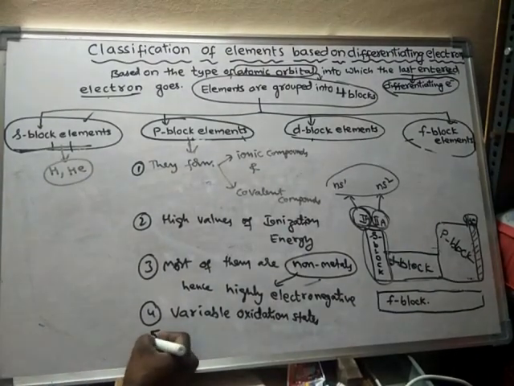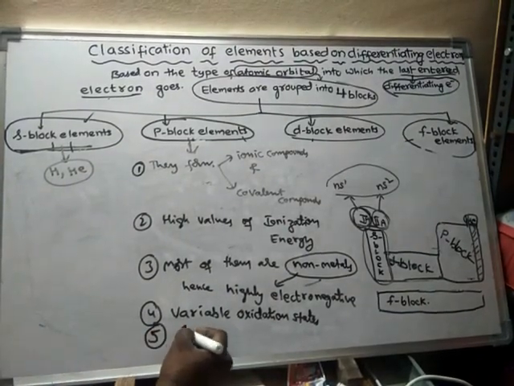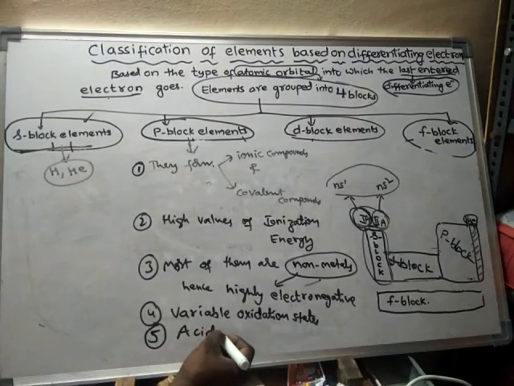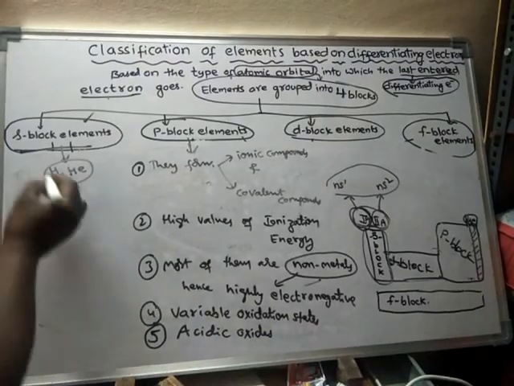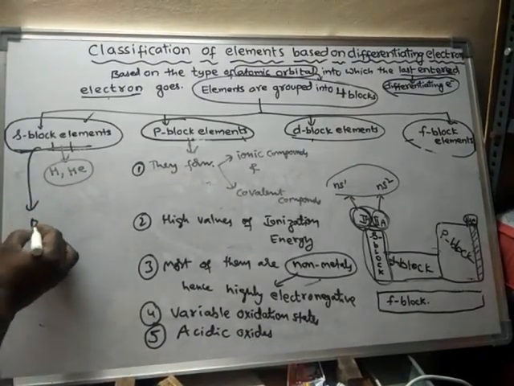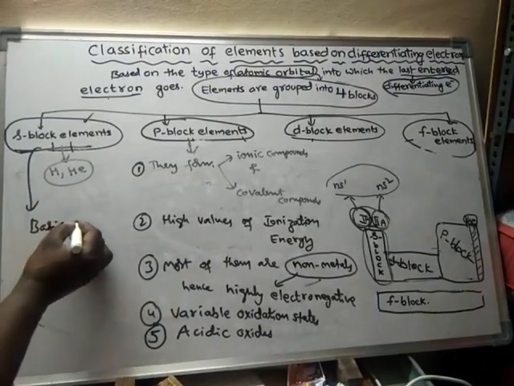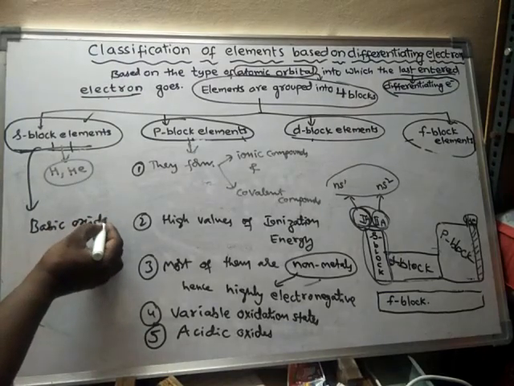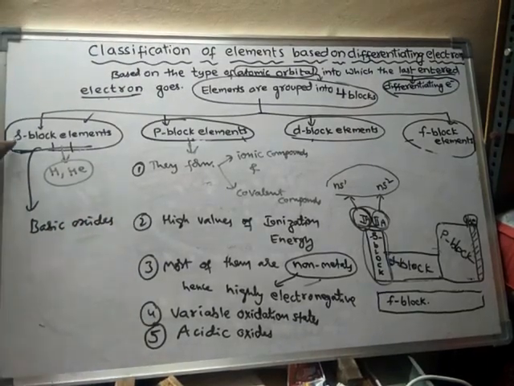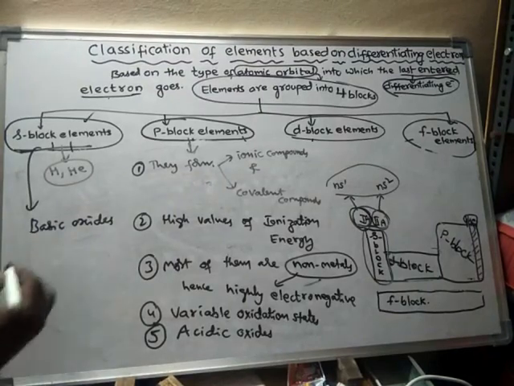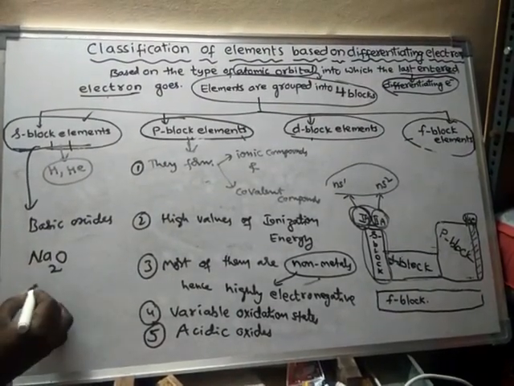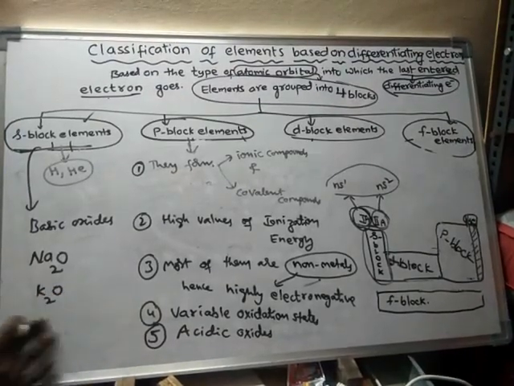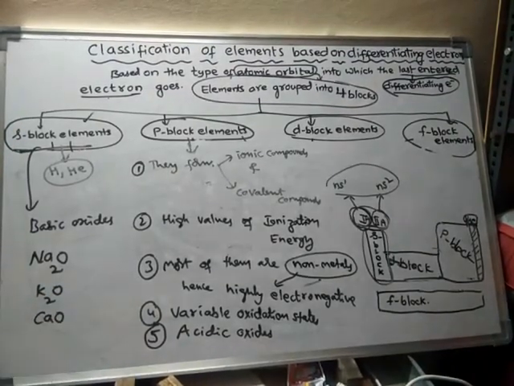Okay, next, P block elements form acidic oxides. But S block elements form basic oxides. Their oxides are basic in nature. For example, sodium oxide is basic in nature. Potassium oxide is basic in nature. Calcium oxide is basic in nature.